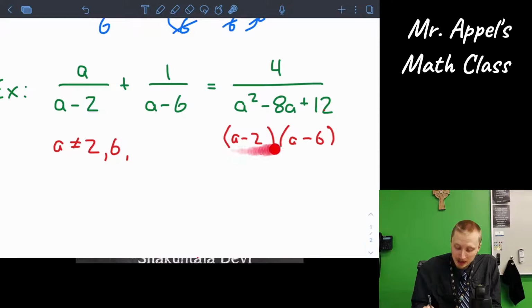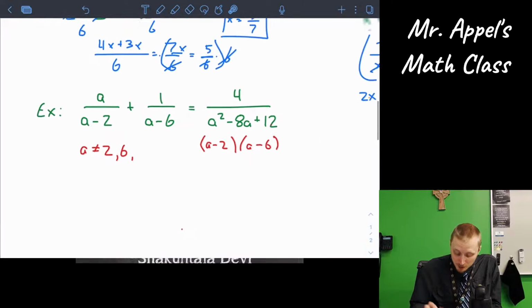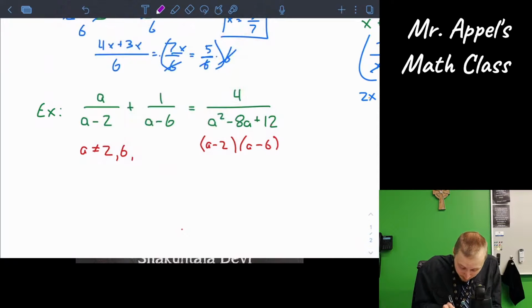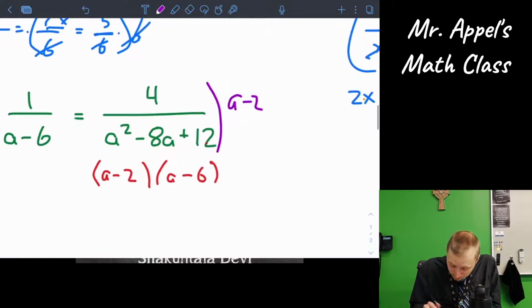All right, so it's just 2 and 6 we have to worry about, which means now our LCM of the denominator is a minus 2 times a minus 6. It is this whole thing, right? So if we were to multiply this whole equation by, that looks horrible, a minus 2 times a minus 6, right?